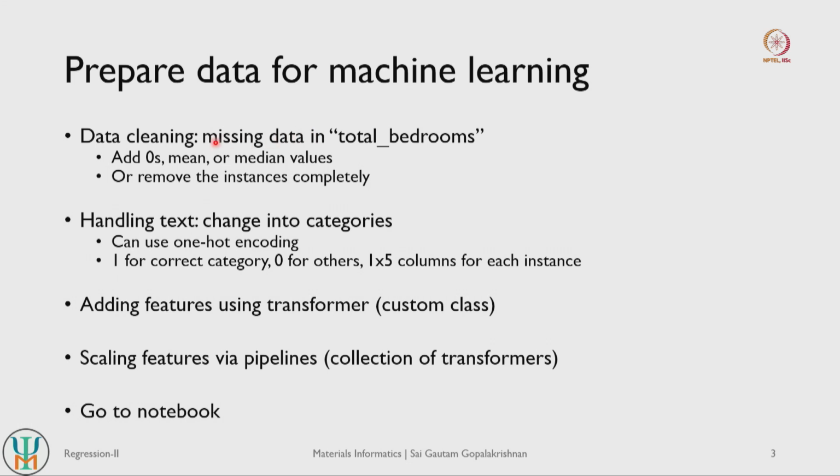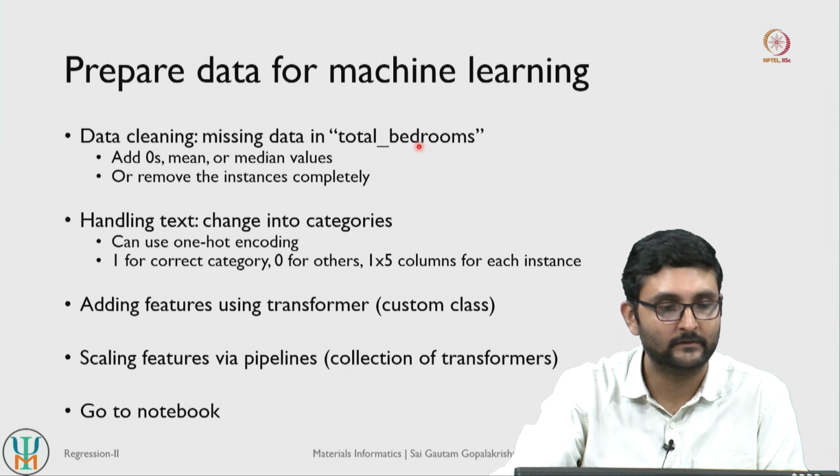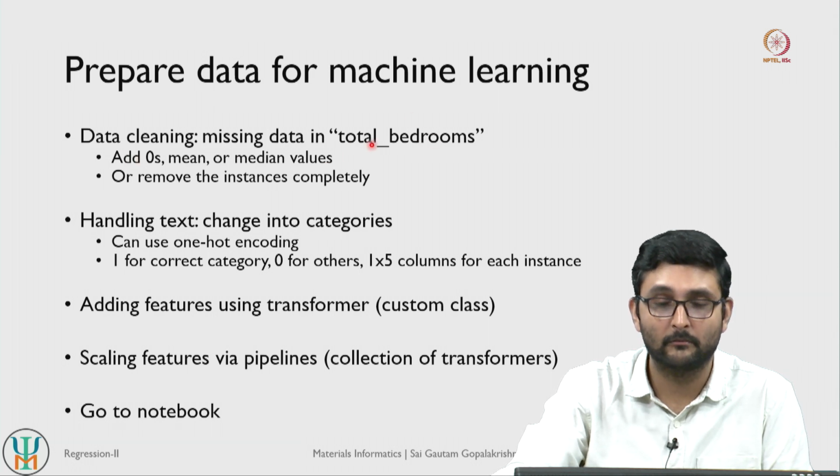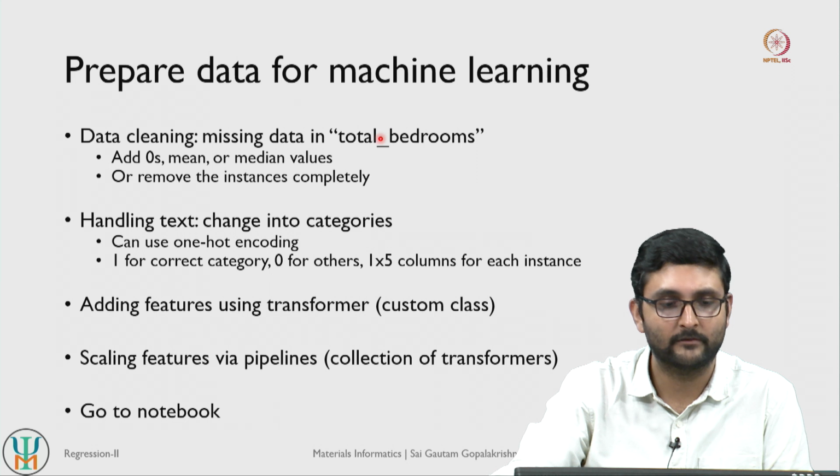So there are a couple of things that we need to do, right. For example, in our data set there is some missing data in the total bedrooms variable or feature. For all the other features we had about 20,600 or so data points, but for total bedrooms there are only about 20,400, so there are about 200 missing rows, right. So we need to do something about this feature.